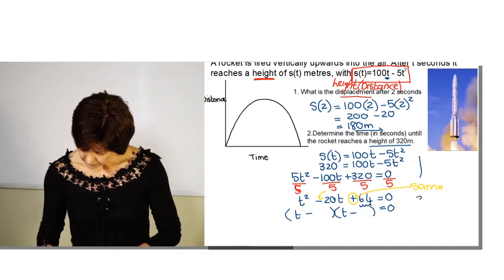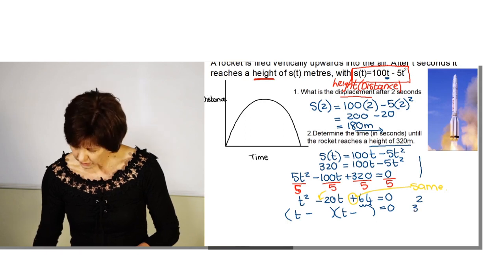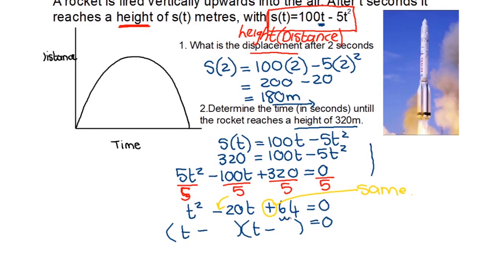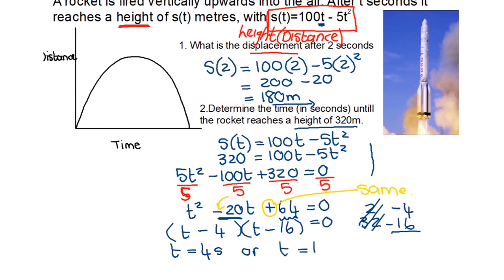So let's think. Factors of 64. I know 2 times 32 is 64, but if I add it up, I'm not going to end up having 20, so I'll have to try something else. 64 is also 4 times 16, and negative 4 minus 16 will give me exactly that negative 20 that I want. So it's going to be negative 4 and negative 16. The one bracket is 0, or the other bracket is 0, which means t will end up being 4 seconds, or t will be equal to 16 seconds.